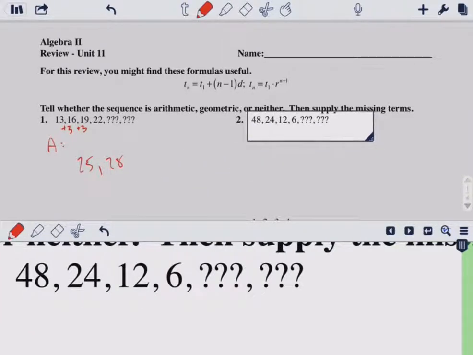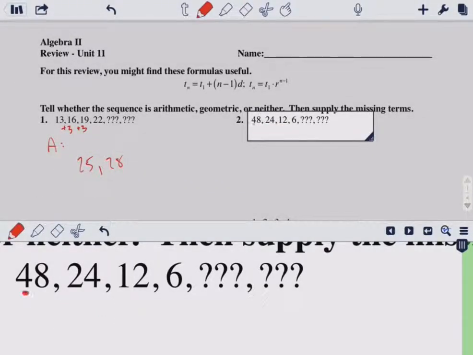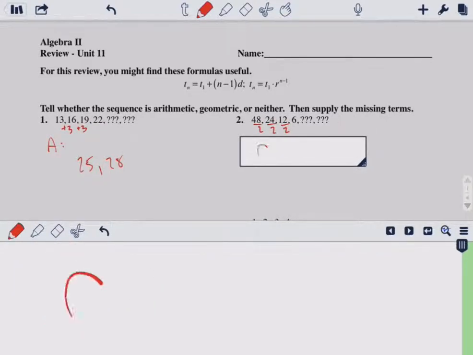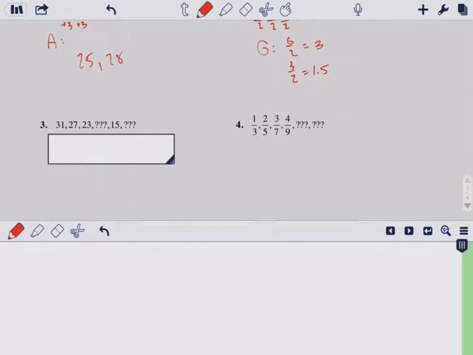Over here, okay, we're not subtracting the same thing each time, so it's not arithmetic, okay, but we are dividing by 2 each time, so that makes it geometric. And so 6 divided by 2 is equal to 3, and 3 divided by 2 is equal to 1.5 or 3 halves. Those are the next two terms.